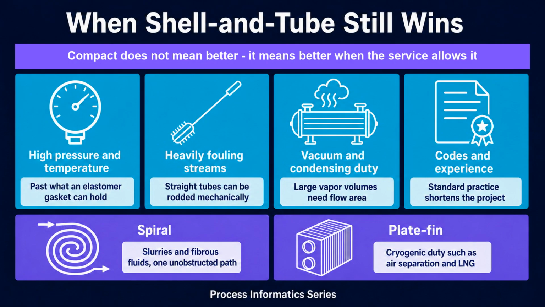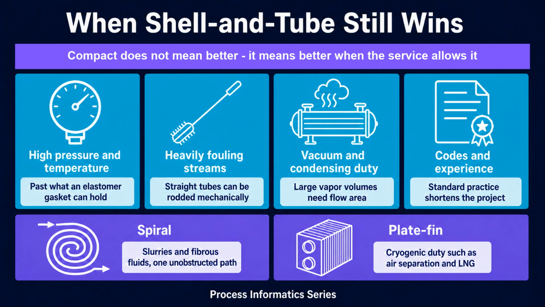Compact does not mean better. It means better when the service allows it, and standard practice still sends large classes of service to shell-and-tube. High pressures and high temperatures come first, because a gasketed plate unit is only as good as its elastomer, and those limits are hard. Heavily fouling streams come next.